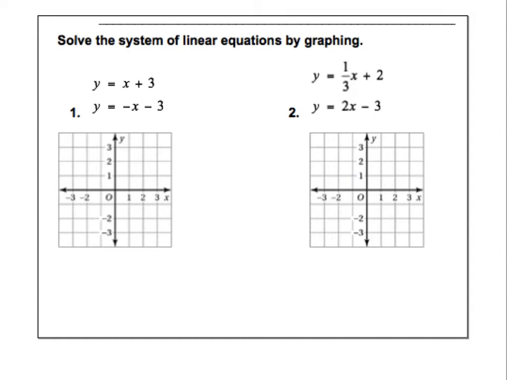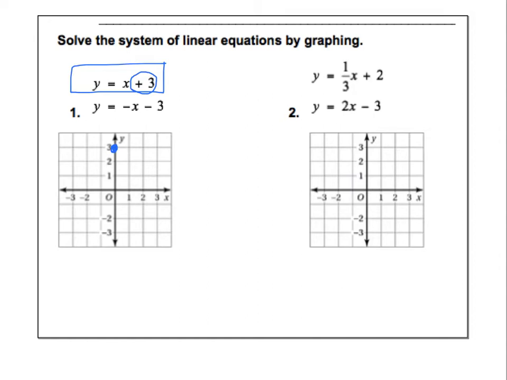So when we go to graph, we want to make sure that the first thing that we look at in each equation is the y-intercept. The y-intercept is the number that stands by itself. So it's just a plus 3. That means I'm going to go on my y-axis and I'm going to make a mark at plus 3.